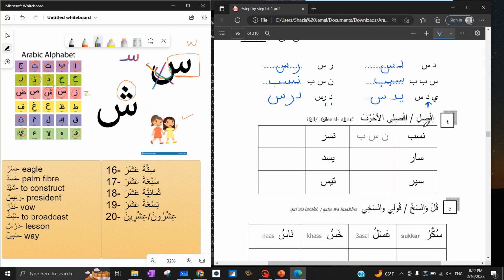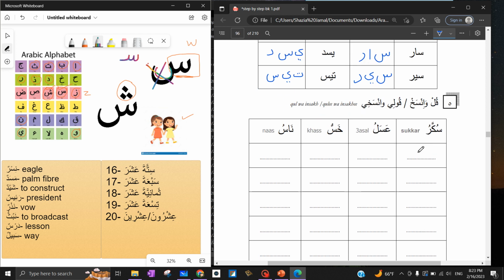So let's see. Ifsil and ifsili. Now you need to separate the letters noon, seen, and ba. So here seen, alif, and ra. Seen, alif, and ra. Seen, ya, and ra. Noon, seen, and ra. Ya, seen, and dal. Ta, ya, and seen.